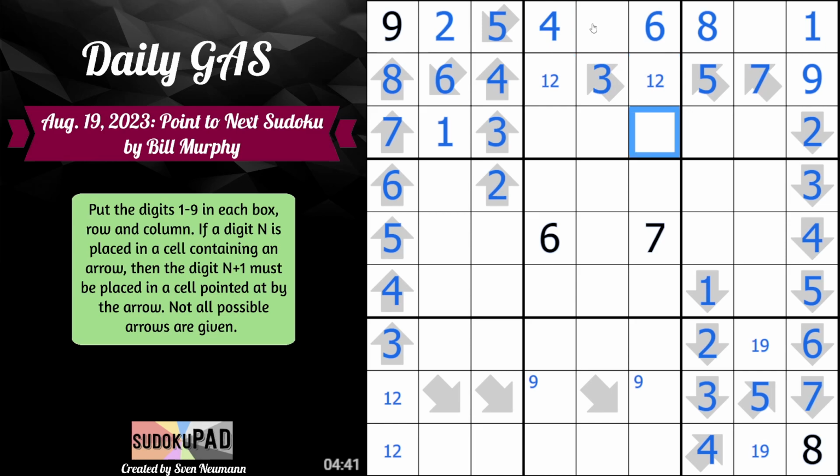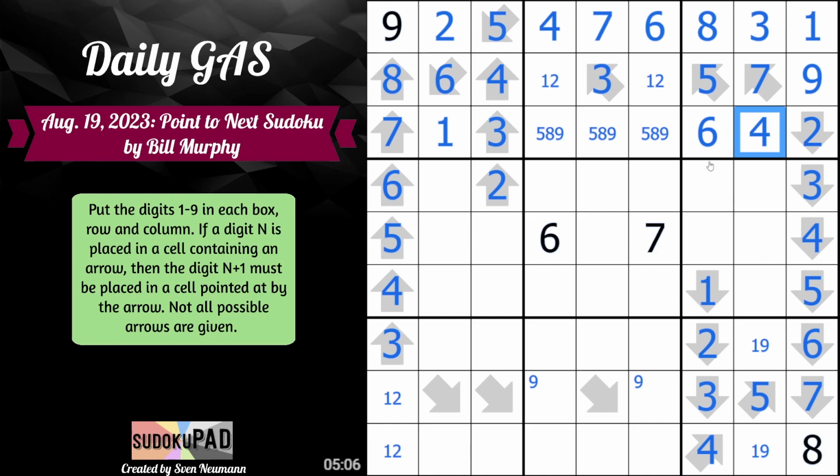What are we missing in the row here? We are missing 3, which goes here, and 7. To place 1, 2, 3, we need to place 5, 8, 9, which we'll pencil mark. And then we need to place 4 and 6, which 4 gives us 6, 4.